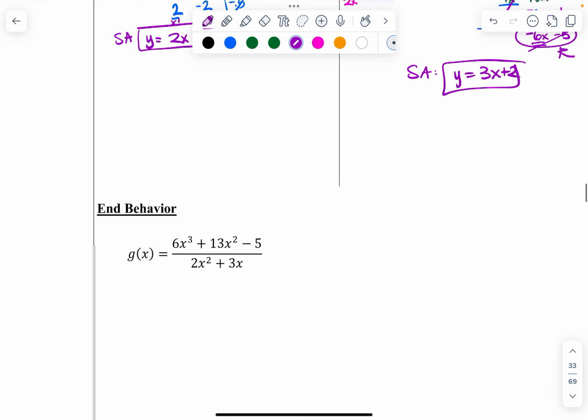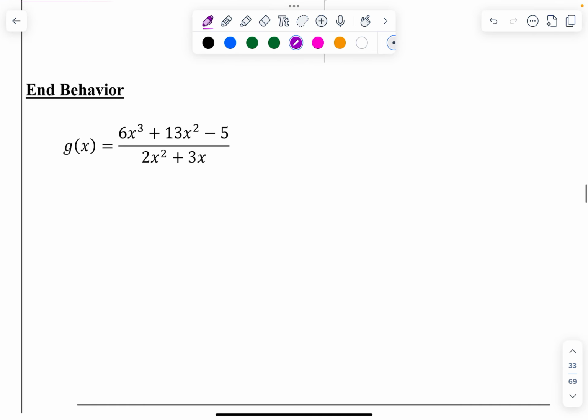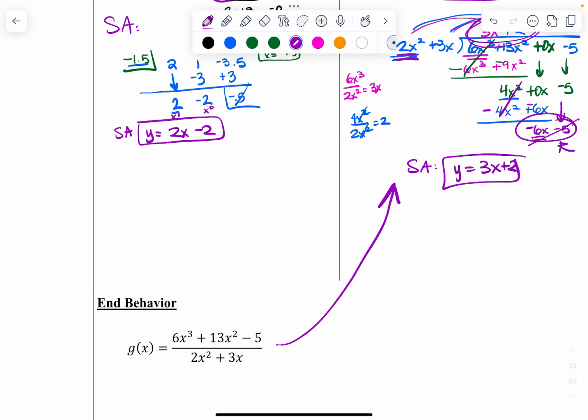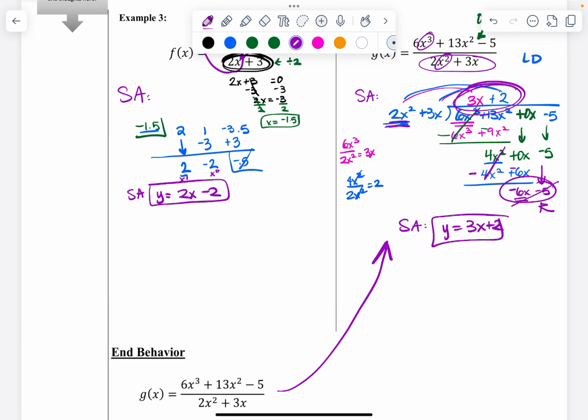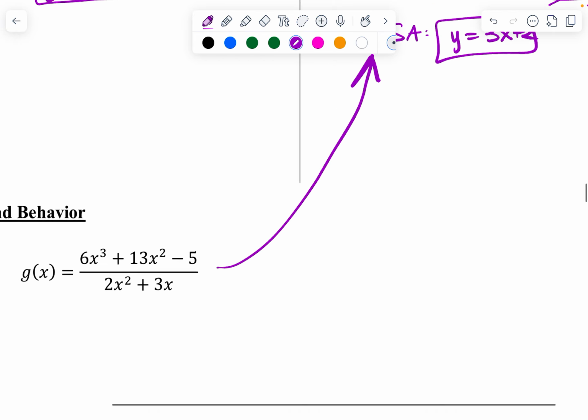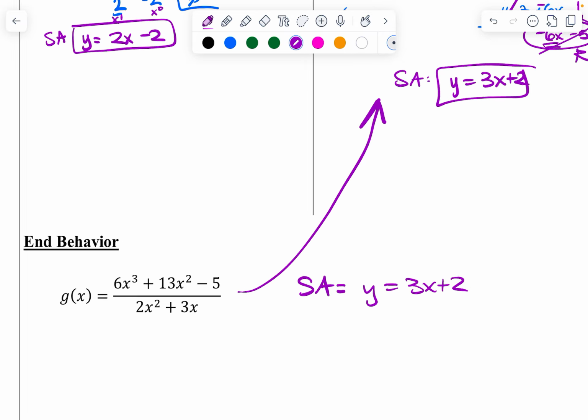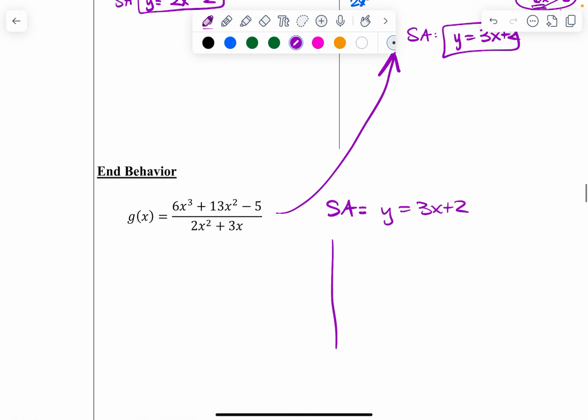And let's talk about what this would look like, how this changes our end behavior. So again, this problem here is the same one here, right? It's the same problem, 6x cubed plus 13x squared minus 5 all over 2x squared plus 3. So I know that the slant asymptote is y equals 3x plus 2. So I don't know exactly what that graph looks like, but I know 3x plus 2, if I sketch that, that's up 2, up 1, 2, 3 over 1 like this. It looks something like this.